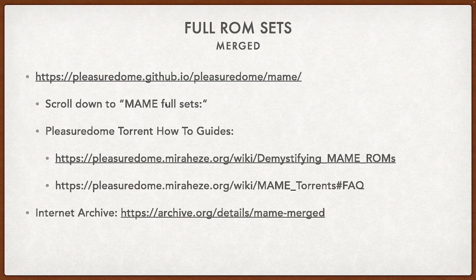You go to this page, you scroll down to full sets, and you download the torrent. Please note that at the current time in December 2022, a full set is approximately 70 gigabytes. So it's a lot, but it's probably worthwhile to just download it and keep it on your machine so that you have all of the ROMs for all of the machines.